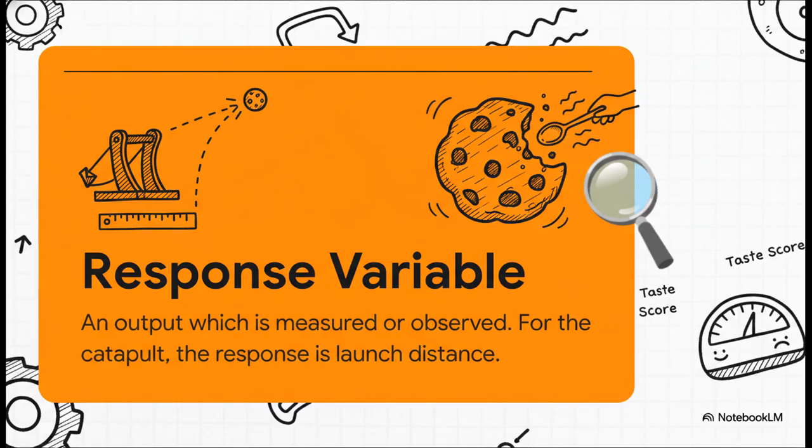And finally, there's the response. This is just the outcome, the thing you measure to see if your changes worked. For the catapult, the response is pretty obvious. How far did the thing fly? For the cookie, our response might be a taste score from 1 to 10.